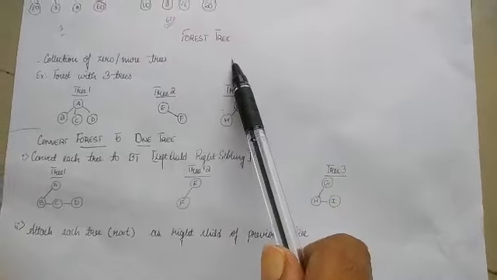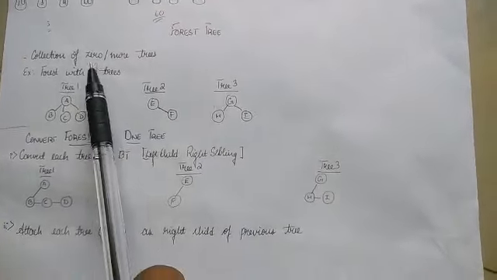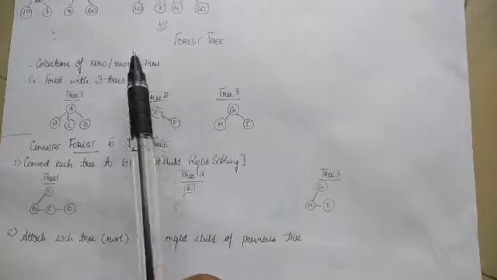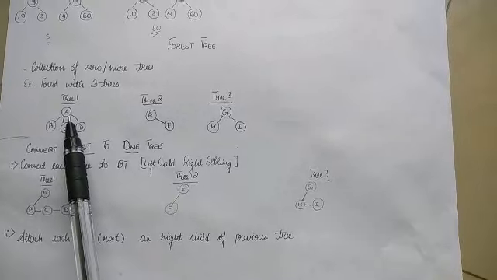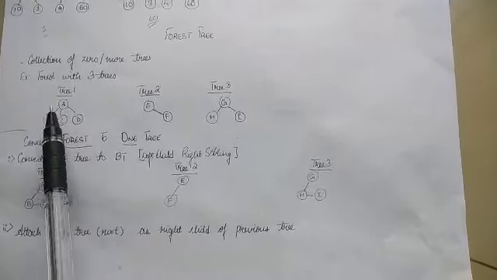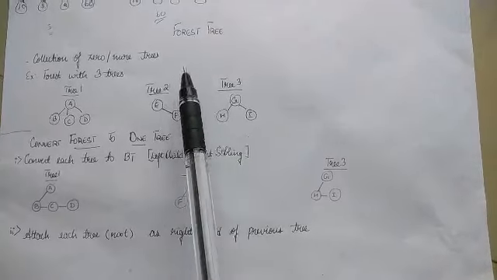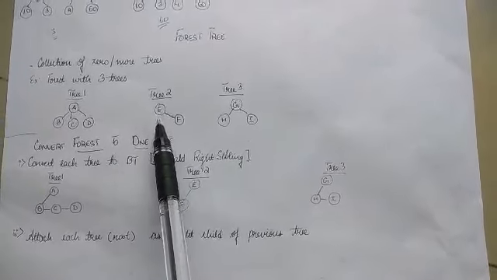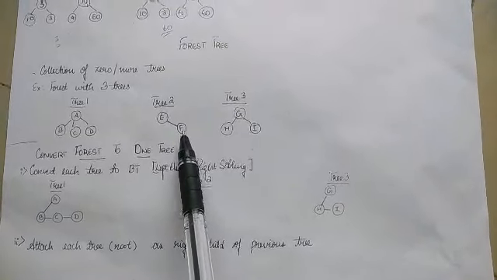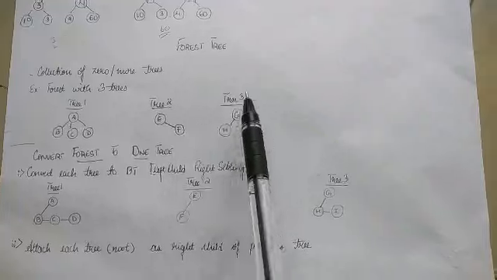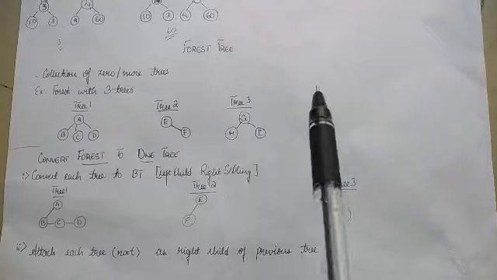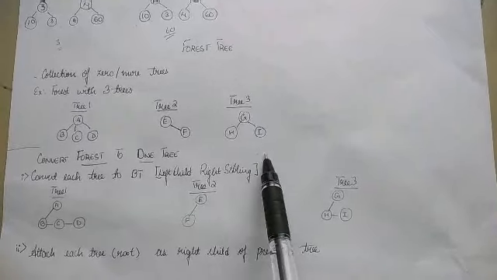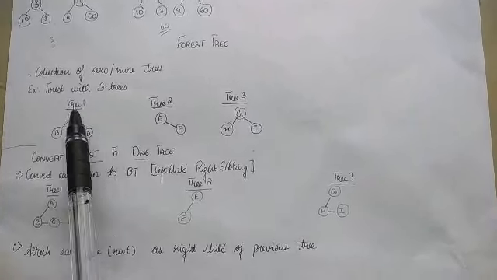Now, coming to forest trees. What is a forest tree? It is a collection of 0 or more trees. Example, a forest with 3 trees. Consider tree 1, which has root node A and 3 child nodes, that is B, C and D. Consider tree 2, which has the root node E and it has one right child, that is F. Now tree 3 has G as the root node and H and I are its left and right child respectively. So now tree 1, tree 2 and tree 3 together can be called a forest.